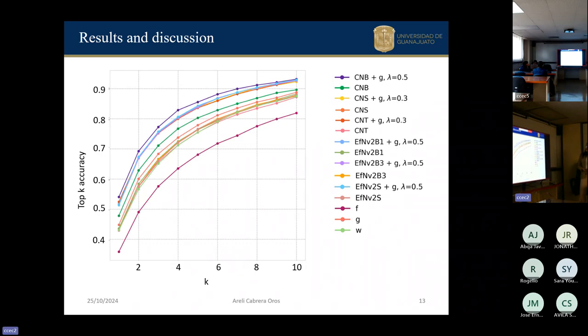And here is a plot with our best fusions. We can see the lowest performance is from a text model, the fastText model. Our best result is the fusion, as I mentioned before. We are plotting the top K accuracy and can note how it improves when K is increasing. We are using the top K accuracy because it's a more flexible metric for our problem. And we can note an improvement of more than 10% when K is equal to 1 in comparison with K equal to 2.